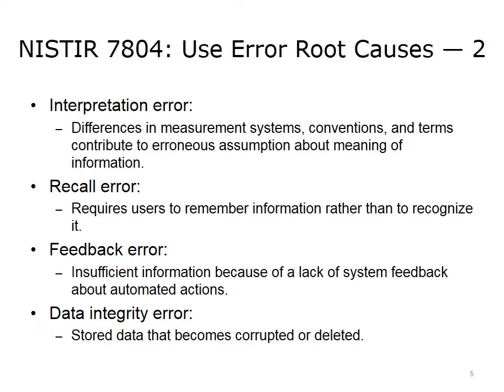Interpretation error. Differences in measurement systems, conventions, and terms contribute to erroneous assumption about meaning of information. Recall error. Requires users to remember information rather than to recognize it. Feedback error. Insufficient information because of a lack of system feedback about automated actions. Data integrity error. Stored data that becomes corrupted or deleted.